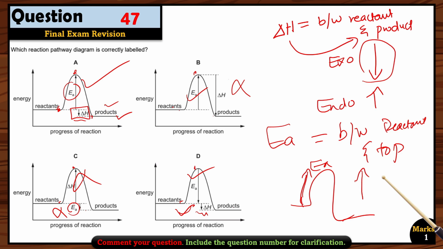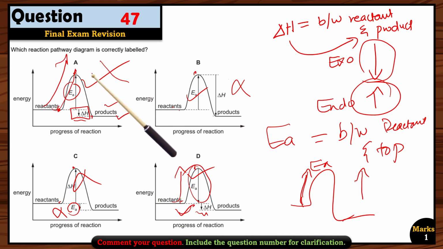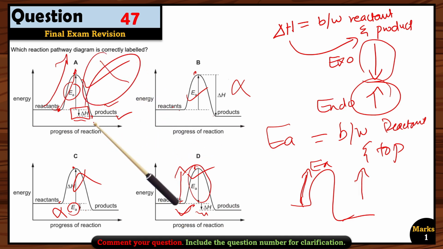For EA, you need the energy. So for endothermic, the arrows are always upward. Even if a reaction is exothermic or endothermic, EA is always positive and the arrow should always be upward because it is moving from the reactant to the top, right? So the arrow should be towards the top. But here it is wrong. Can you see the arrow is downward? So that's why option A is the only right option in this picture.